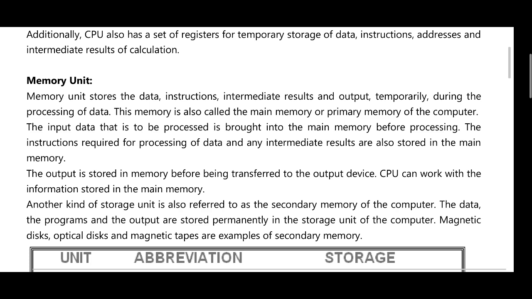Another kind of storage unit is the secondary memory of the computer. The data, the programs, and the output are stored permanently in the storage unit. In a computer, magnetic disks, optical disks, or magnetic tapes are examples of secondary memory.